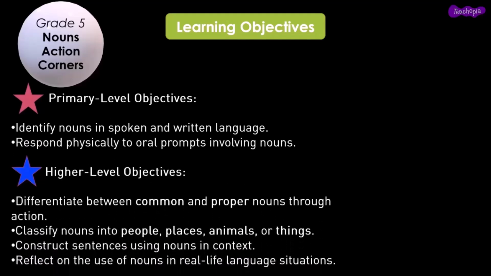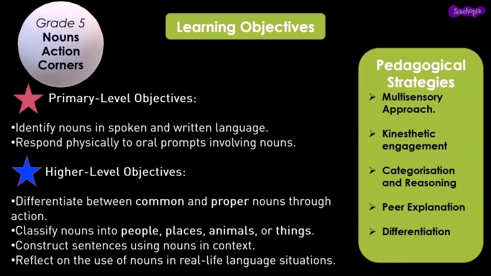At the primary level, we expect the learners to identify nouns in spoken and written language, respond physically to oral prompts involving nouns. At the higher level, we expect the learners to differentiate between common and proper nouns through action, classify nouns into people, places, animals, and things, construct sentences using nouns in context, reflect on the use of nouns in real-life language situations.